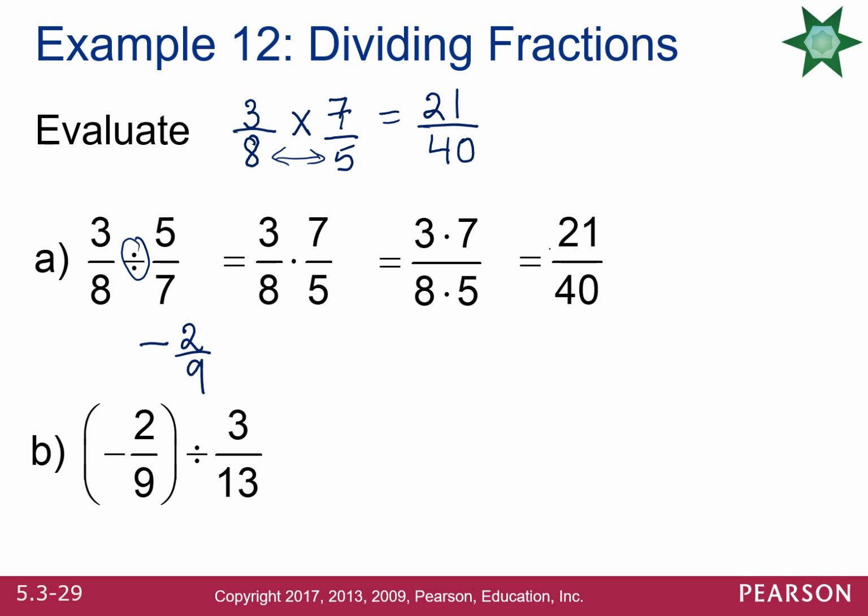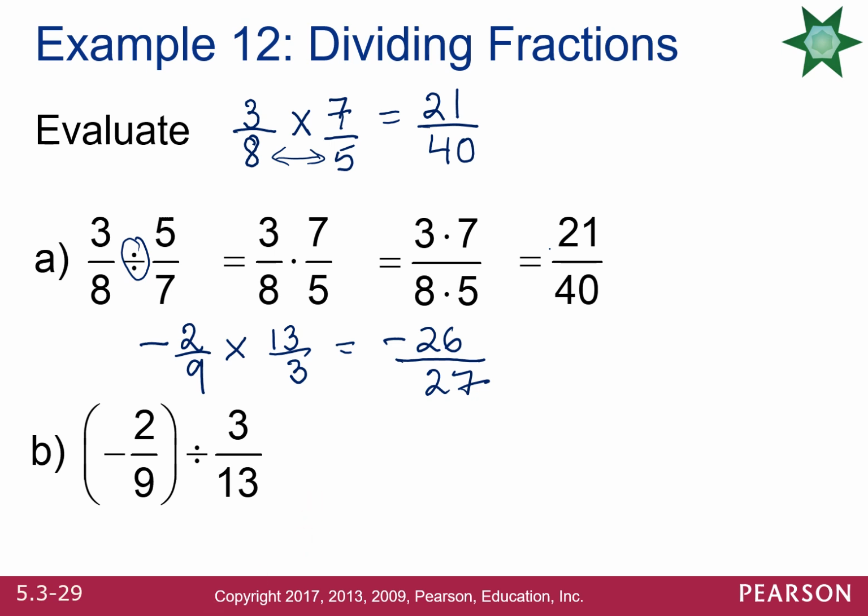The division changes to a multiplication, and we have to flip the numerator and denominator of the second fraction. In other words, we are taking the reciprocal of the second fraction. So 3 over 13 becomes 13 over 3. So let's write that. 13 over 3 for an answer of negative 26. 2 times 13 is negative 26, and 9 times 3 is 27. So the final answer should be negative 26 over 27.